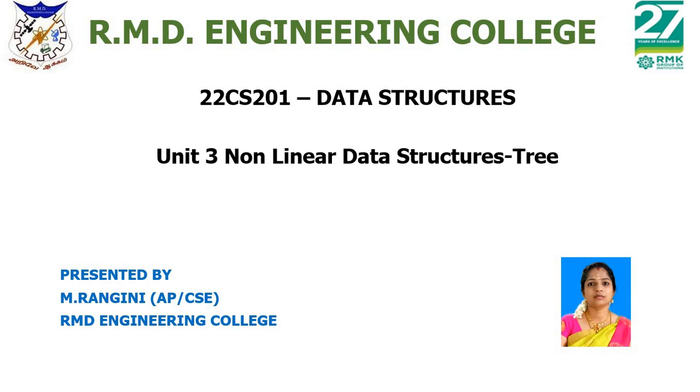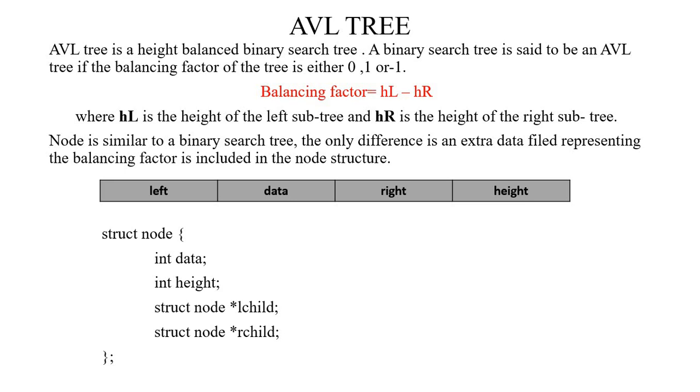RMD Engineering College. In this lecture, let's see about AVL tree. AVL tree is a height balanced binary search tree. As in a binary search tree, how do we insert an element? We will compare each element with the root element. If the element is lesser, we will insert it at the left side, and if it is greater, we will insert it at the right side. In the same way, in an AVL tree we also do the same type of insertion.